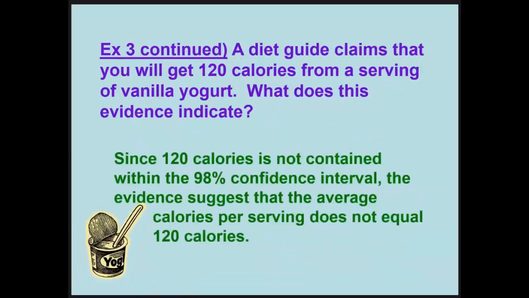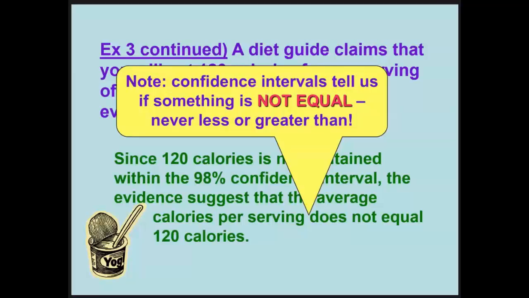Okay, so since 120 is not contained within the 98% confidence interval, the evidence suggests, doesn't promise, suggests that the average calories per serving does not equal 120. Now, just a quick note about confidence. I understand 120 is less than the two numbers in our confidence interval, but confidence intervals cannot tell us what we call directionality. It can't tell us that in fact the real value has to be higher or lower than a given number. All it really tells us is whether or not something is equal to it.